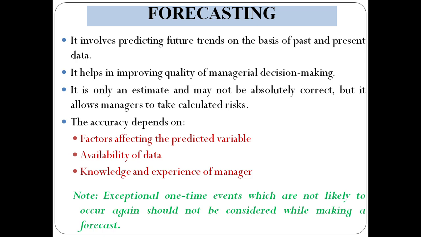Last is the knowledge and experience of the manager. Again, the point comes that because we are forecasting the future, 100% accuracy can never be there. The data which is available pertains to the past and present. It does not pertain to the future. You are predicting the future on the basis of past data, so you also need managerial judgment, intuition, knowledge, and qualitative data. Where will that come from? It will come from the manager's knowledge and experience.